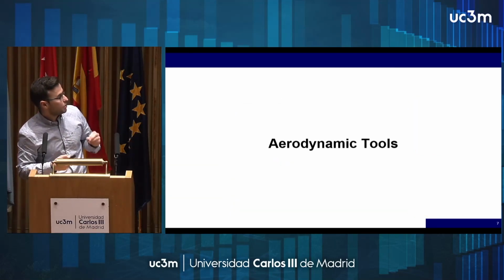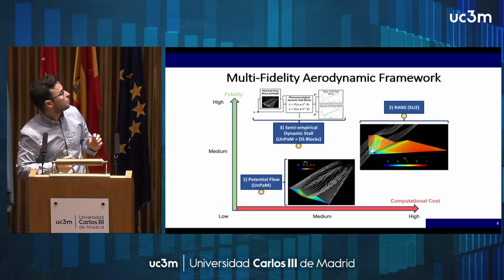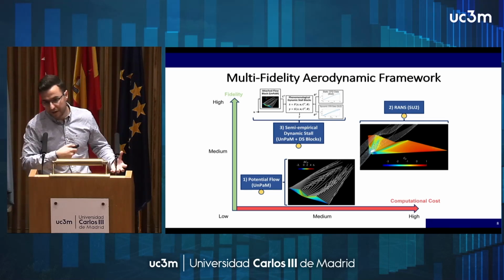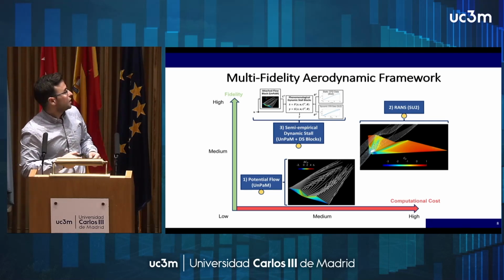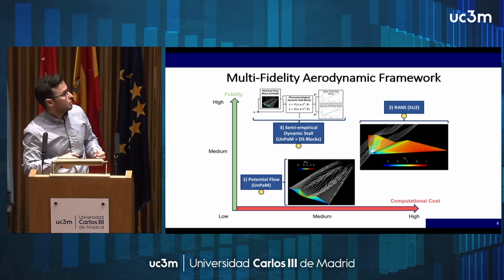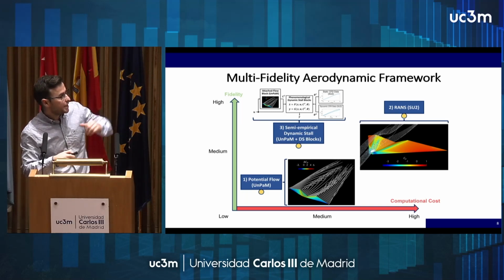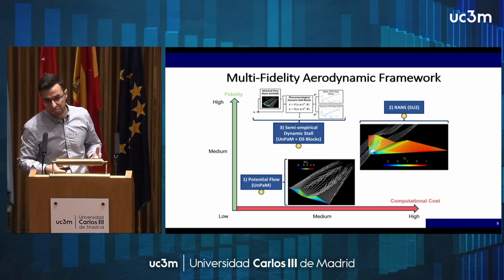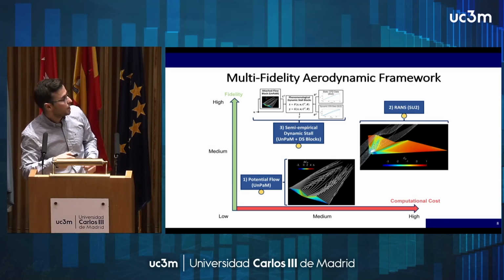And now I'm going to present to you the 3 aerodynamic tools that I have developed during my thesis. So the first one, well, I have used or developed or adapted to kites. So the first one is a potential flow tool, which has a level of fidelity between low and medium, and a computational cost low-medium. Then we have RANS, Reynolds-averaged Navier-Stokes, which is supposed to be the highest fidelity for this Reynolds number that we usually have in this application. And we use an open source tool called SU2.